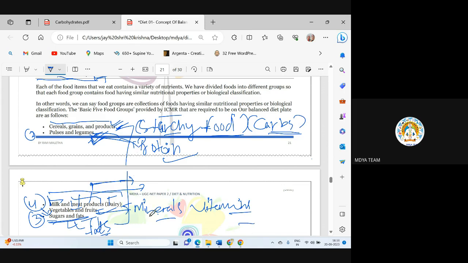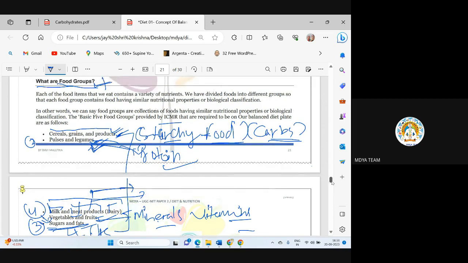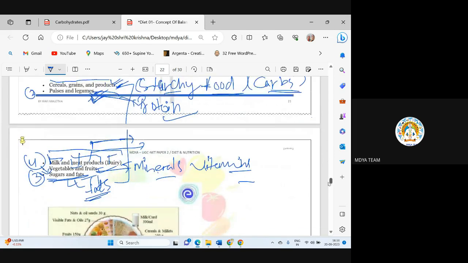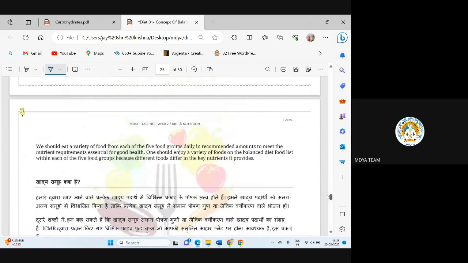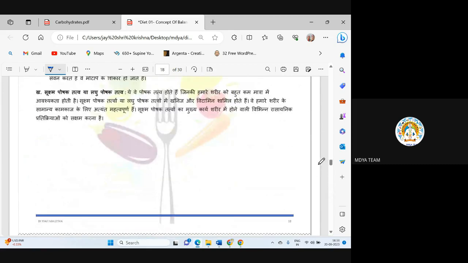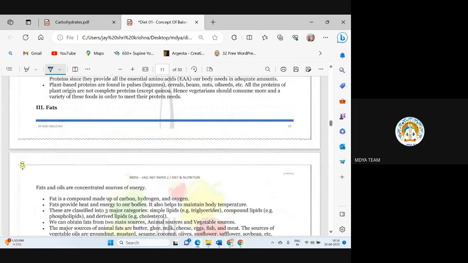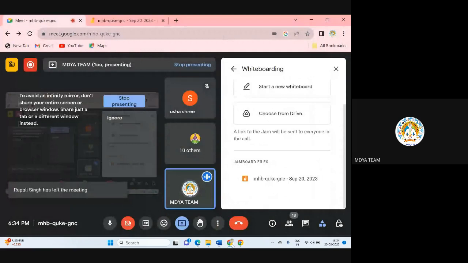So these are the 5 food groups. I think all these 5 food groups will be clear to all. These are examples, and you can also see the important nutrients in every food group. Okay, so this is our first topic, concept of balanced diet. Is anyone having any doubt in this whole presentation? No, sir.